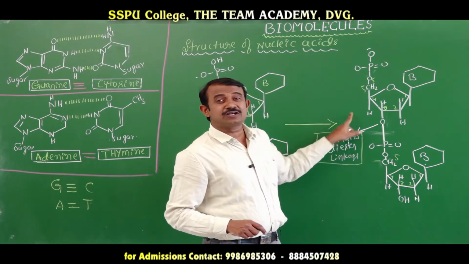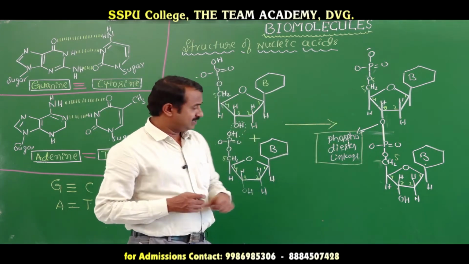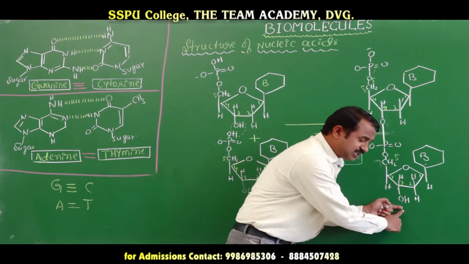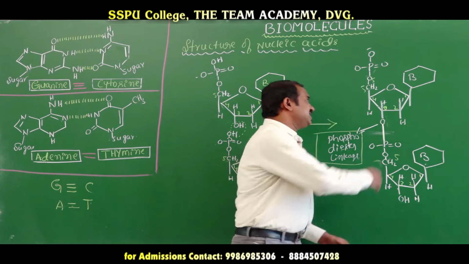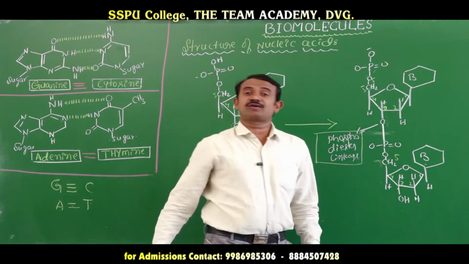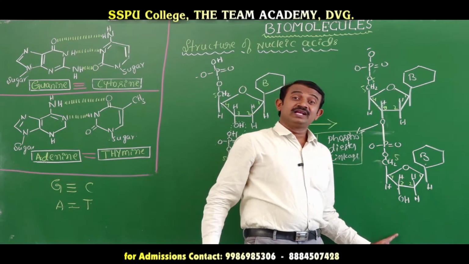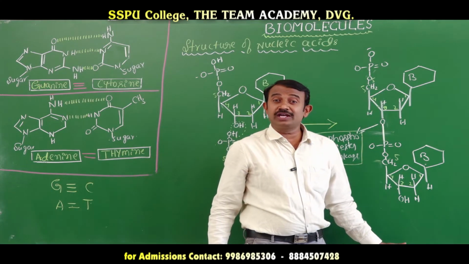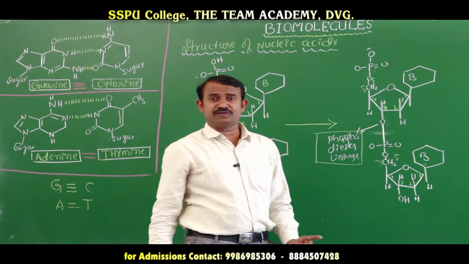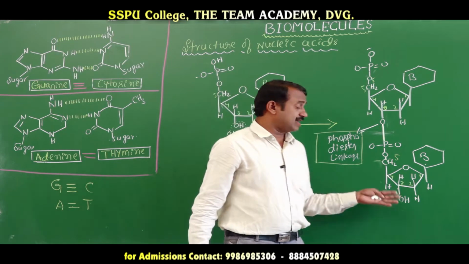phosphodiester linkage. When the phosphodiester linkage is formed, again another nucleotide continues here, with another inter-elimination of water molecules. This is called nucleic acid: a sequence of nucleotides forms a nucleic acid chain. Sequence of nucleotides with inter-elimination of water molecules from C3 and C5, or 3' and 5', is called nucleic acid.